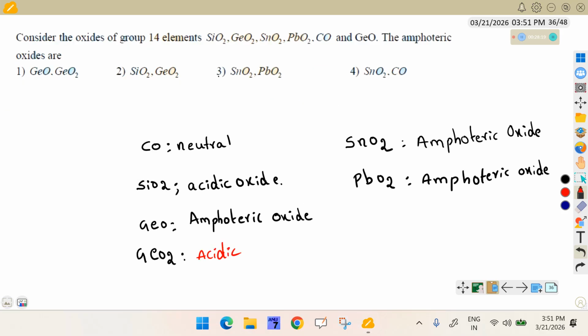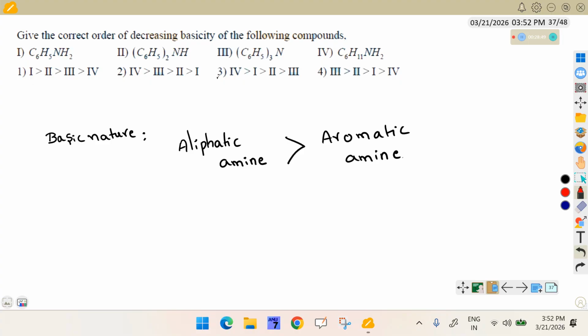Consider the oxides of group 14 elements: SiO2, GeO2, SnO2, PbO2, CO. The amphoteric oxides: GeO is amphoteric, SnO2 is amphoteric, PbO2 is also amphoteric. So the correct option is SnO2, PbO2 here. These pairs are amphoteric pairs. Given the correct order of decreasing basicity of the following compounds, we know that aliphatic amines are more basic than aromatic amines.